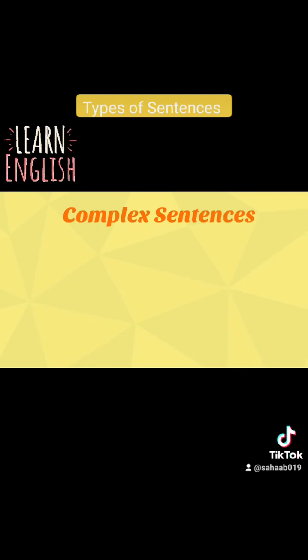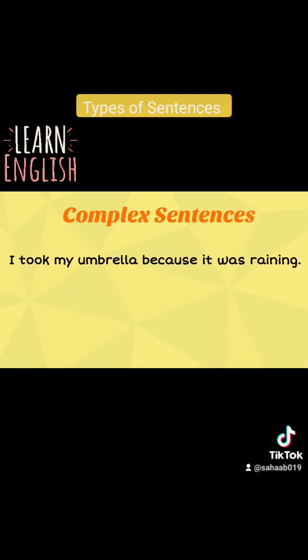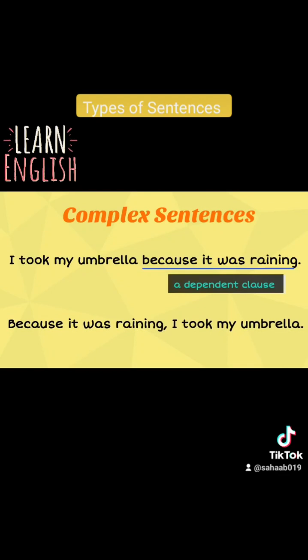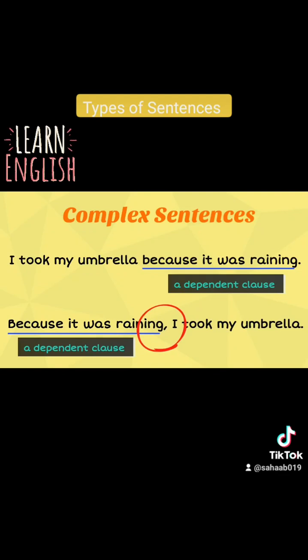The dependent clause can go at the end of the sentence, like this, or it can go first in the sentence, like this. Notice that if the dependent clause begins the sentence, we use a comma to separate the clauses.